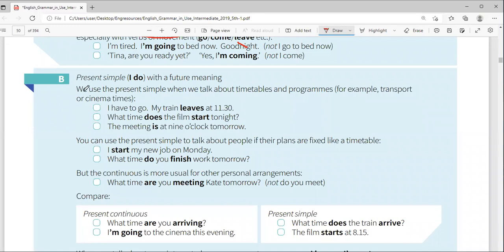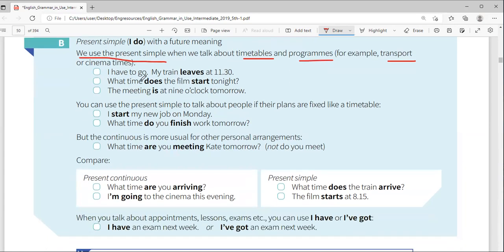So we use present simple when we talk about timetables and programs. For example, transport or cinema times. I have to go. My train leaves at 11:30. Yes. My flight leaves JKIA at 6. Why am I saying leaves and it's future? It is because it is a timetable, it's programmed. It happens like that, like that, like that. What time does the film start tonight? What time does the film start? The meeting is at 9 o'clock tomorrow. You see, all these are present simple.